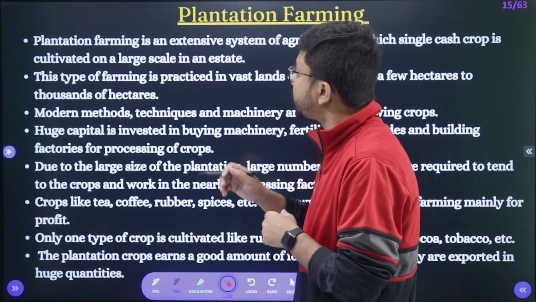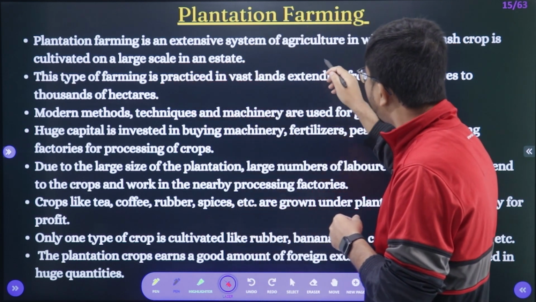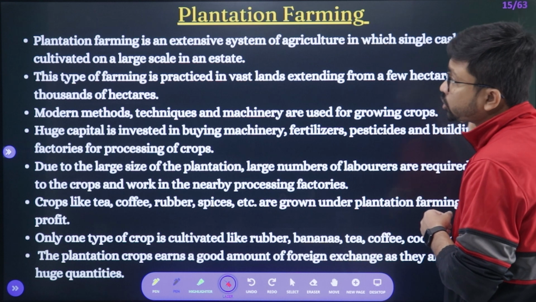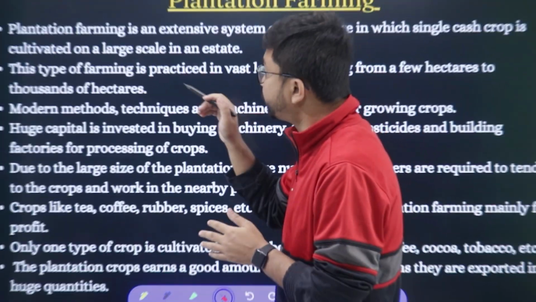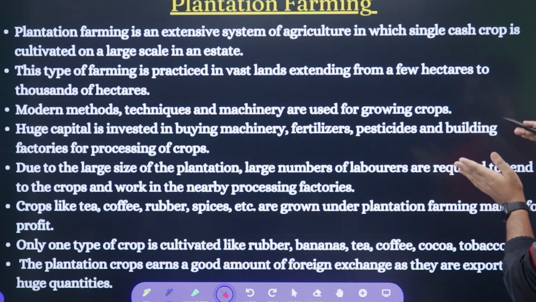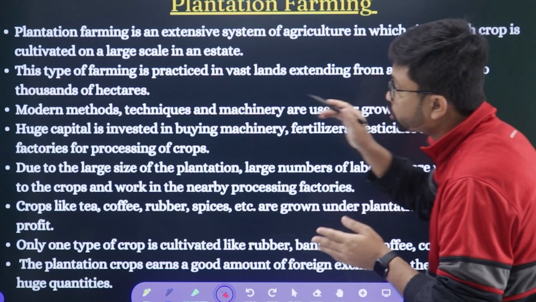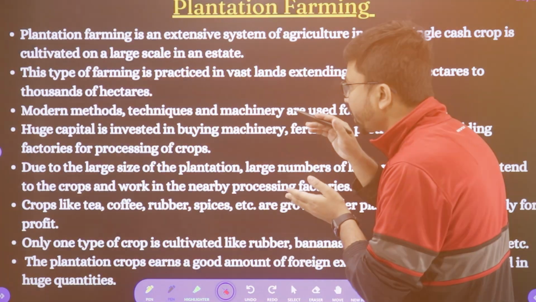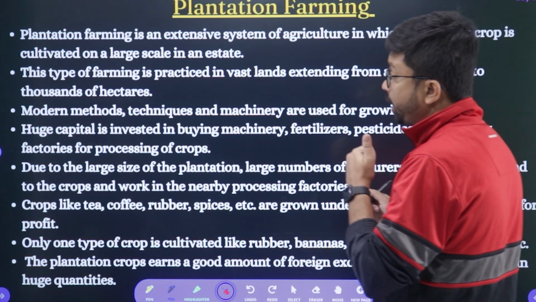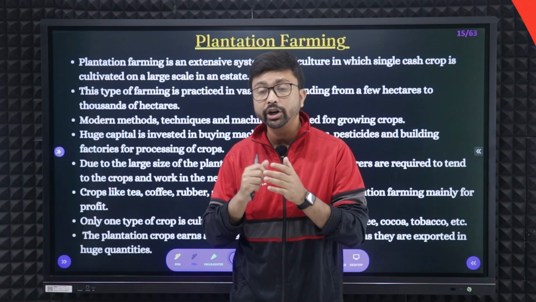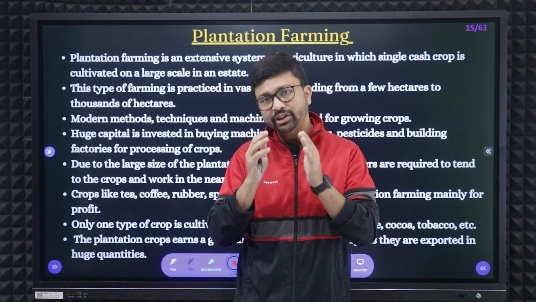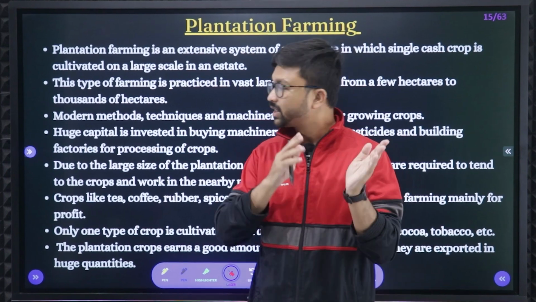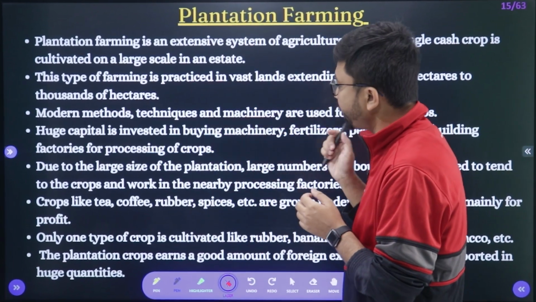So what it will do, plantation farming is an extensive system of agriculture in which a single cash crop is cultivated on a large scale or in an estate, right? This type of farming is practiced on vast land extending from a few hectares to thousands of hectares. Next, modern methods, techniques and machinery will be used. And remember, one of the important features of plantation farming is that we don't need to plant the seeds every year. Once you put the plant, it will give production for the next few years. That is the main advantage of plantation farming.